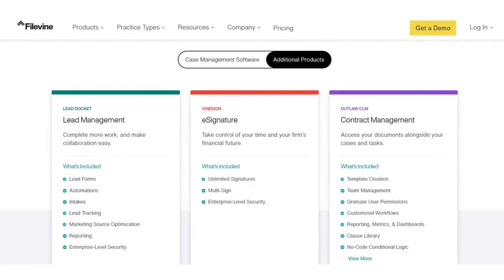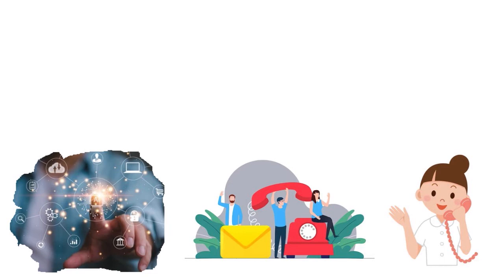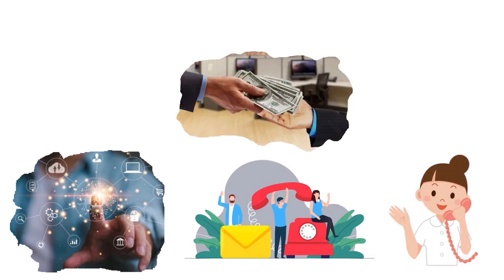So what am I trying to say here? I'm trying to say that Filevine does not disclose its prices. You're going to need to contact sales. And once you are with a salesperson, you need to say which plan you really want, because you have LeadDocket, Vine Vision, and Outlaw CLM. So you have to say, okay, this is what I want, and then Filevine will work with you to make it happen. But you have to be ready to pay, because that is how the system works.